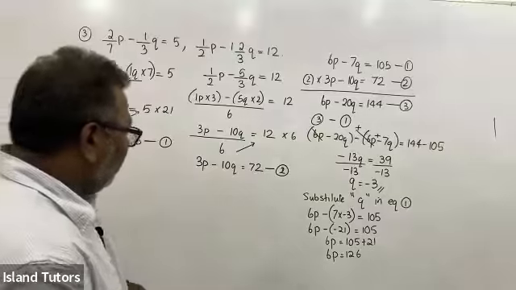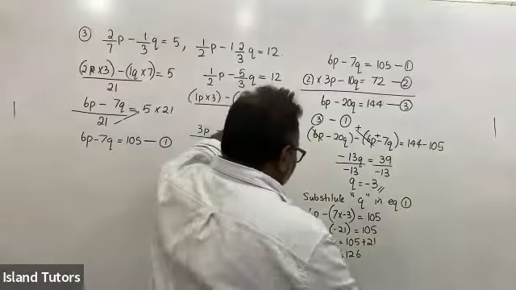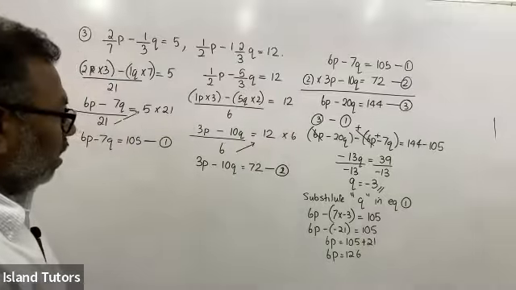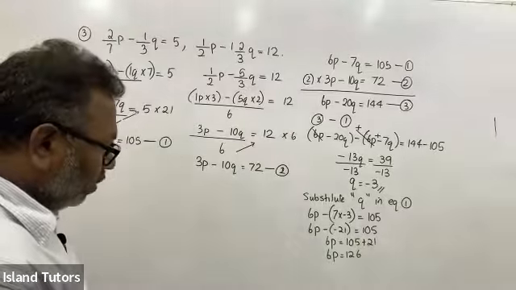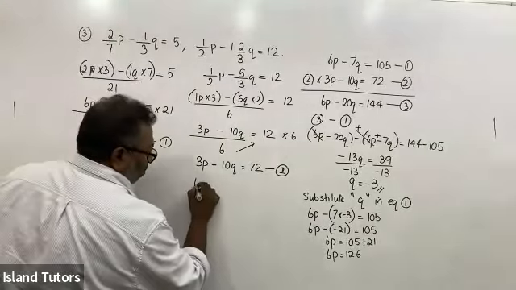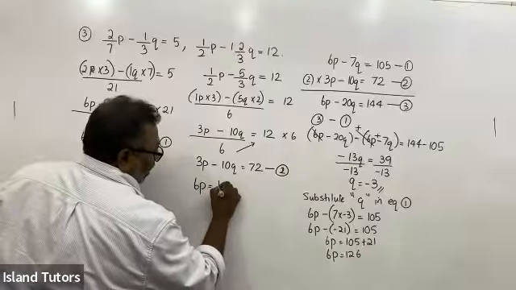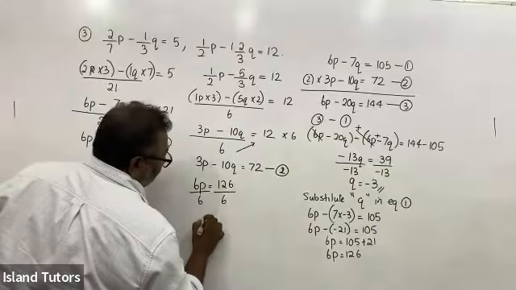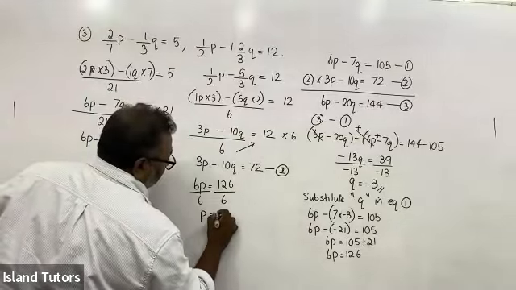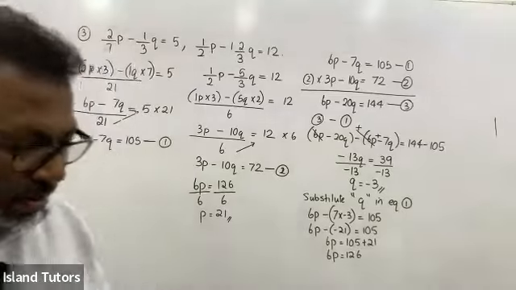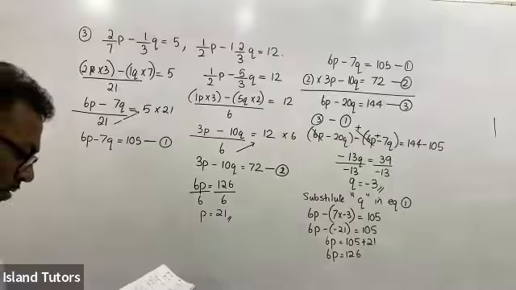Can you just double check? We just want to substitute correctly and see. Yeah. So 7 into minus 3 is minus 21. 6p minus 21 plus 21. So 6p is equal to 126 divided by 6. P is equal to, is it 21? No, sir. Did we do an error somewhere?